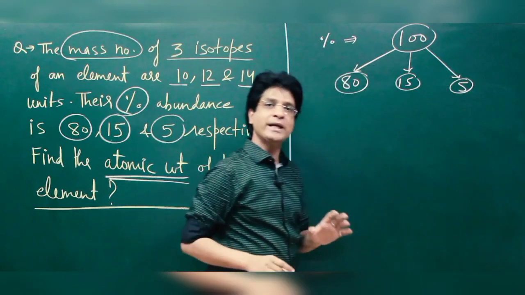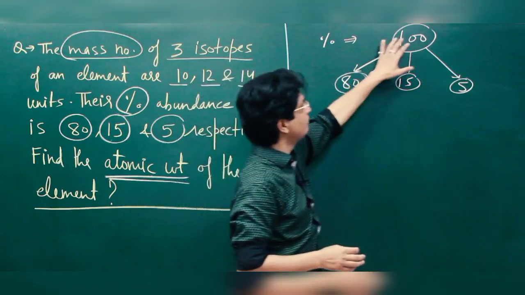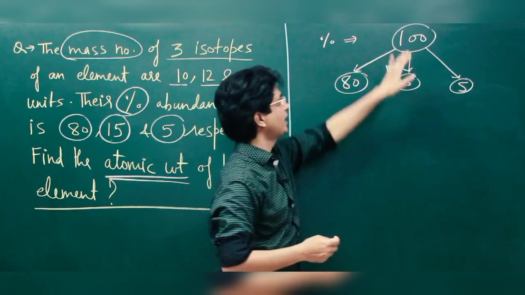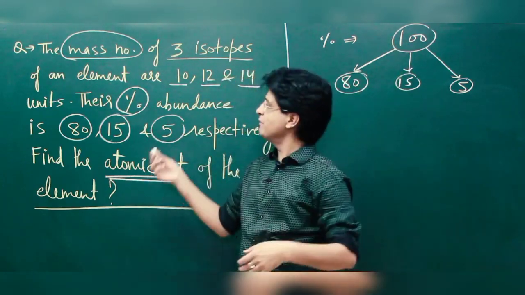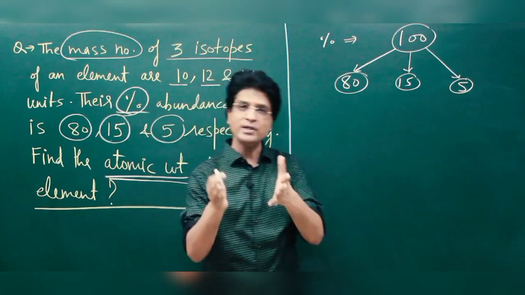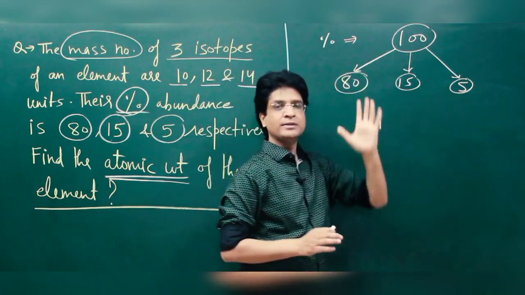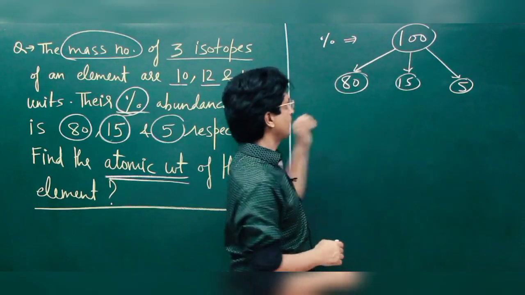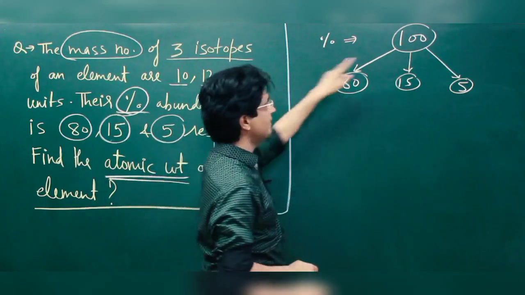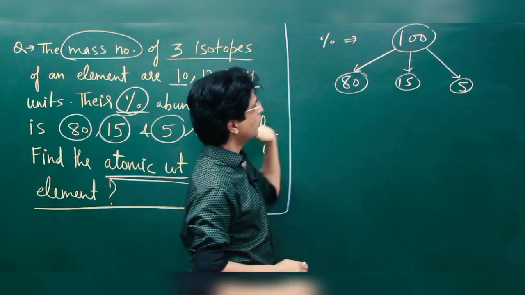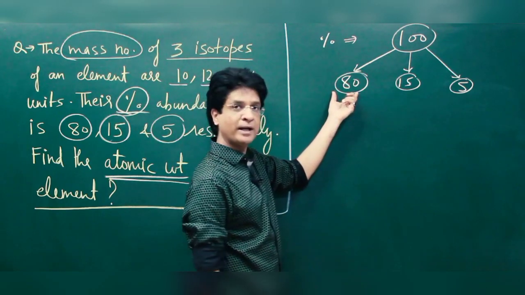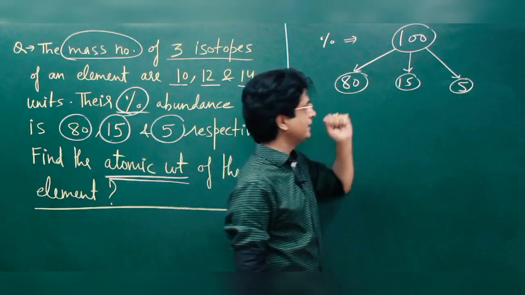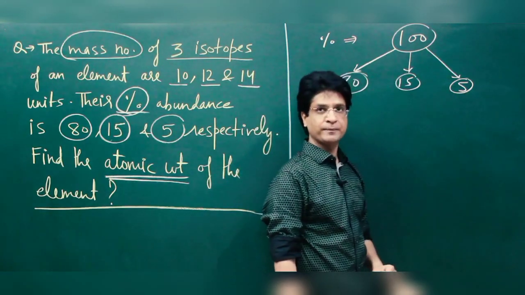So what I have assumed here is that the total number of atoms of isotopes is 100. Why 100? Because they have given me percentage. So when you base your question on 100, the calculations will become very easy. So now out of 100, because of this information given, I can safely say that the number of atoms of the first isotope is 80, the second isotope is 15, and the third is 5.